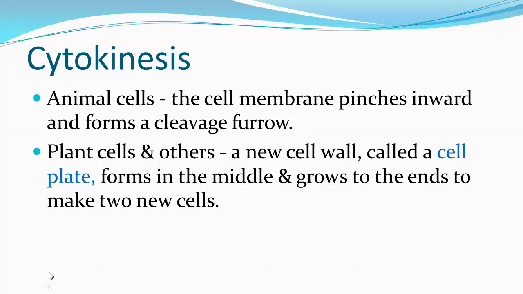Cytokinesis in animal cells is a little bit different than in plant cells. In animal cells, the cell membrane pinches inward and forms a cleavage furrow, but in plant cells and in other cells like protists, a new cell wall has to be formed. So a cell plate forms in the middle of the cell and grows to the ends to make 2 new cells.